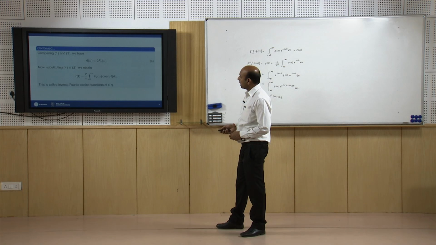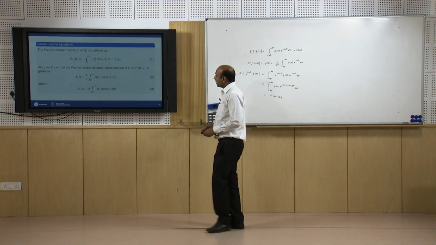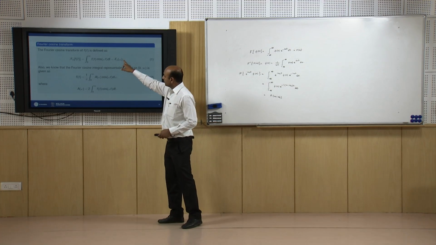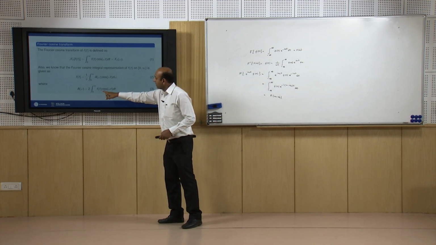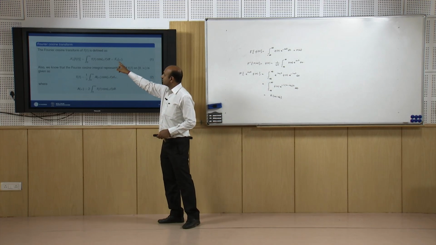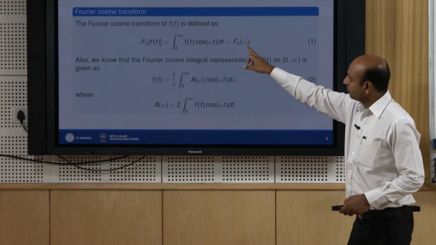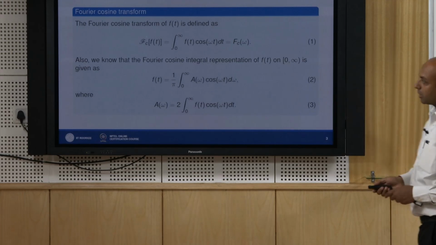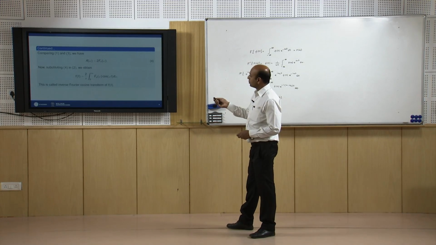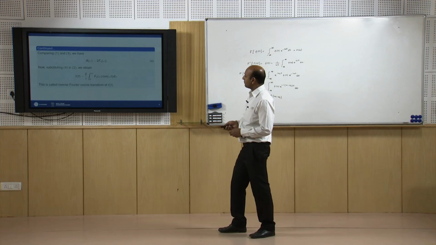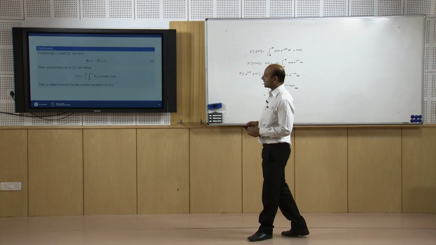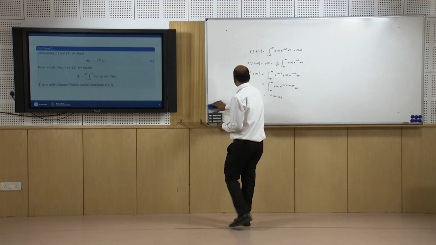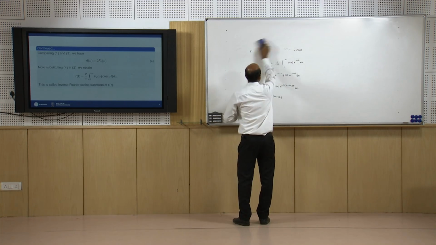Okay. Now, if you compare 1 and 3, so A(omega) is nothing but 2 times F_c(omega) when you compare these two. Okay. So, when you substitute it here, we obtain f(t) equal to this, which is called the inverse Fourier cosine transform of f(t). So, what is the Fourier cosine transform and what is its inverse?